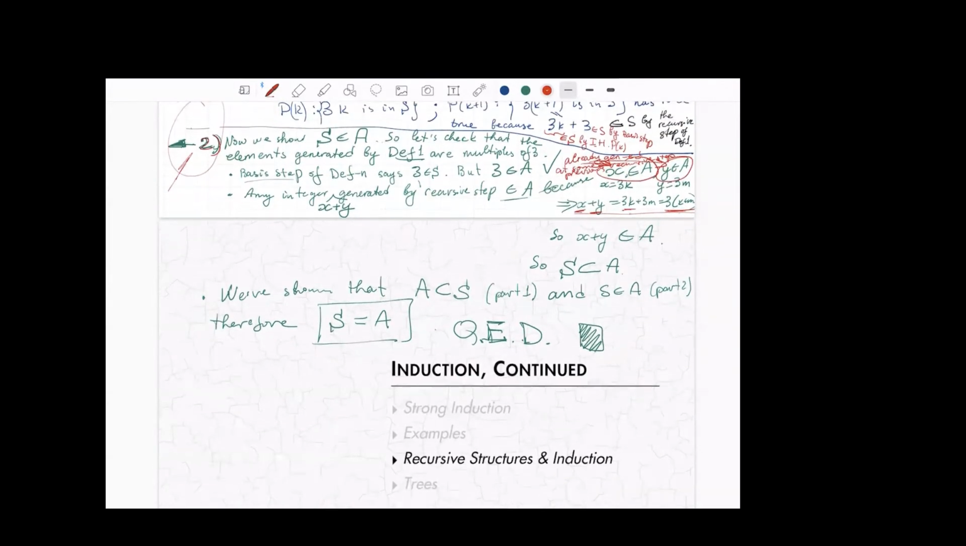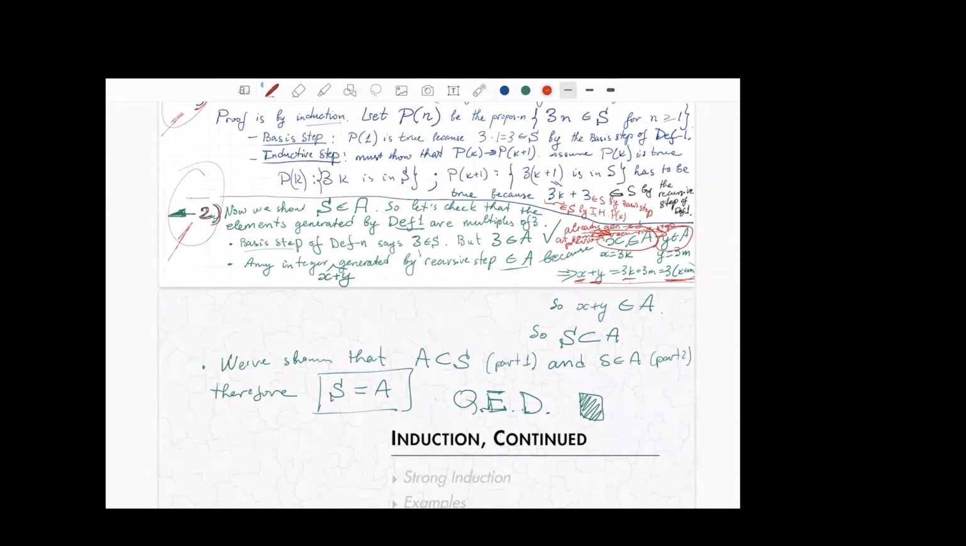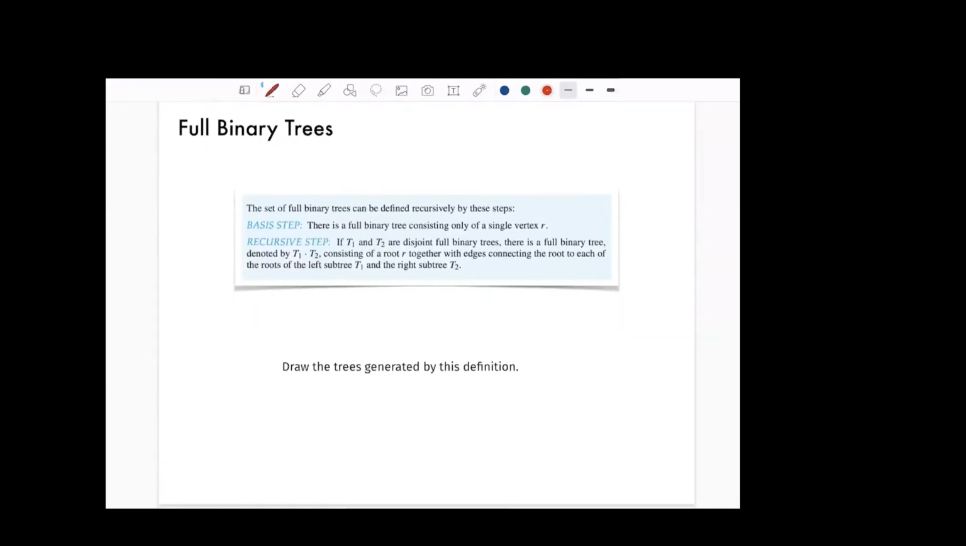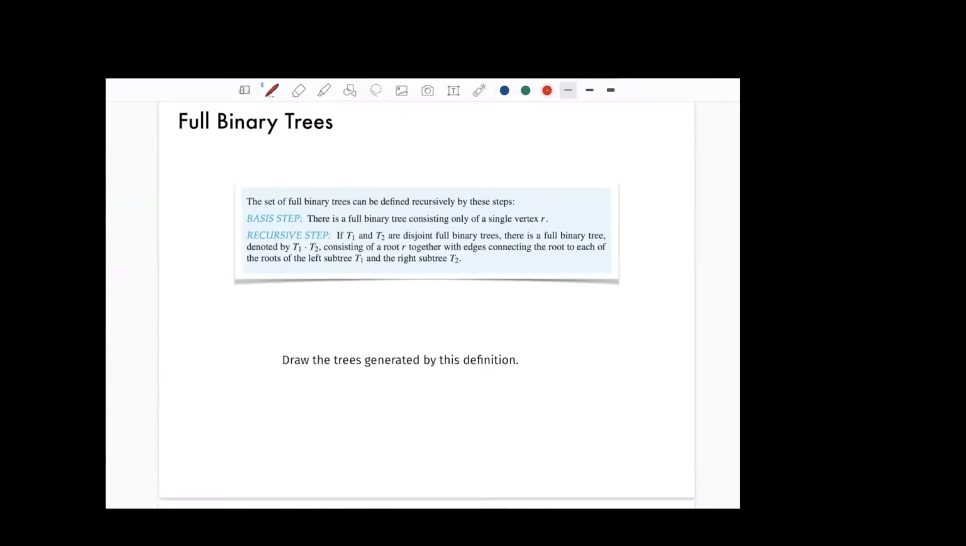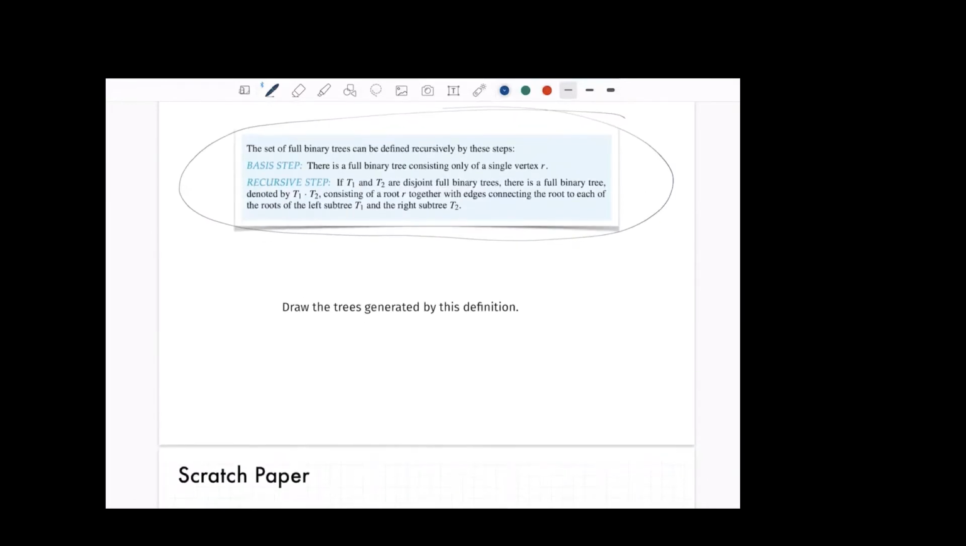All right, does it make sense? So let's get back to trees if this makes sense. Let's talk about full binary trees. Okay, so we have a few versions of them, but here's a set of full binary trees. Okay, so what is generated by these guys? So let's just, as a reminder.